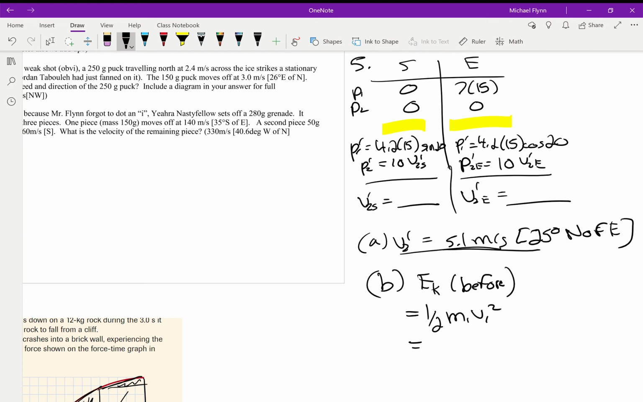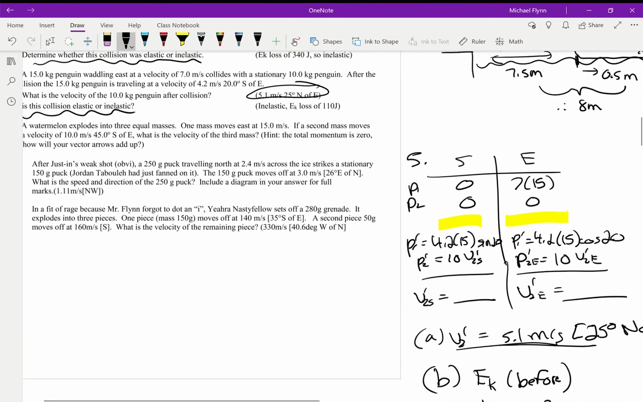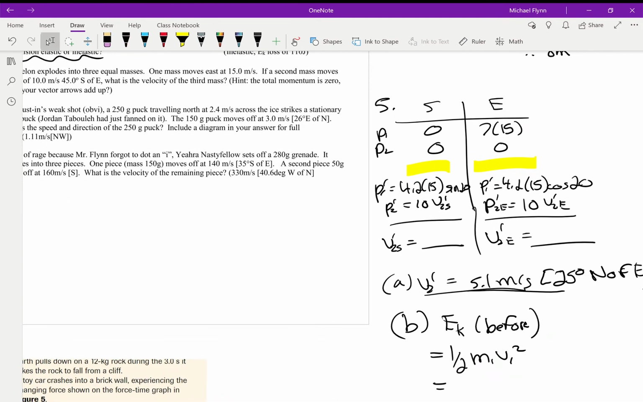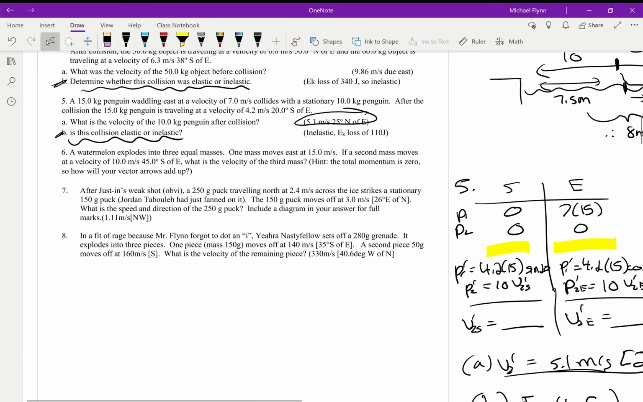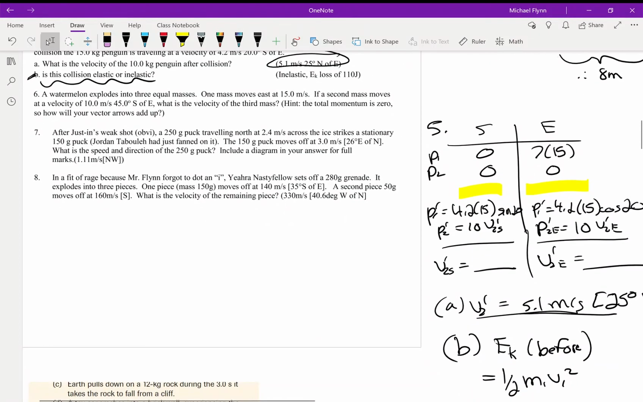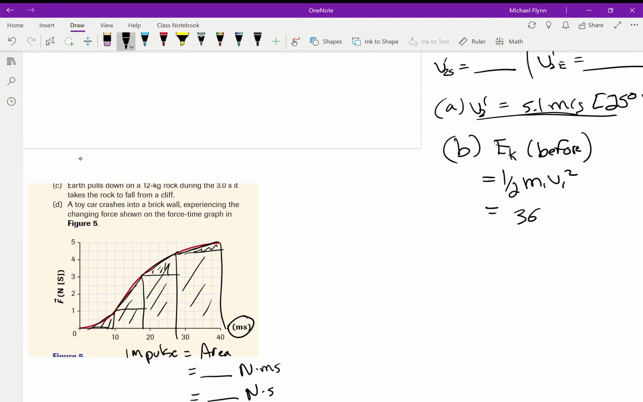Oh, I'm sorry, I got that wrong. Wait a second, what's his original speed? 7 is his speed, 15 is his mass, right? So 0.5 times 15 times 7 squared. I get 367.5 joules. So this is 367.5 joules, right?